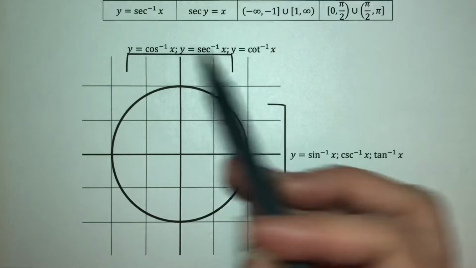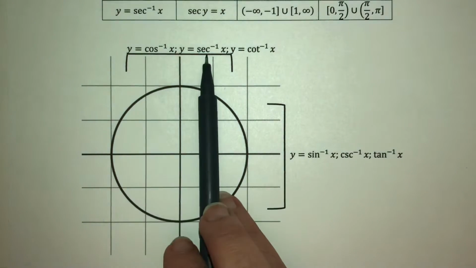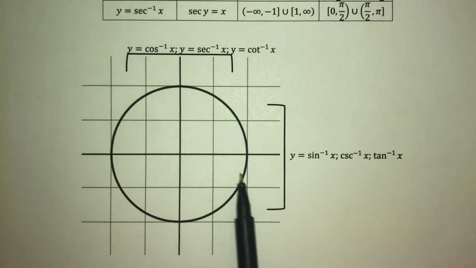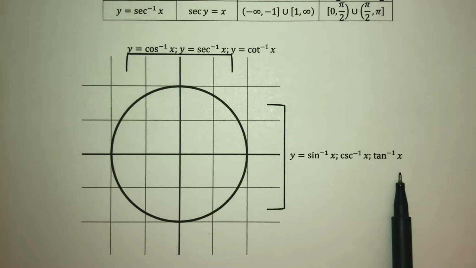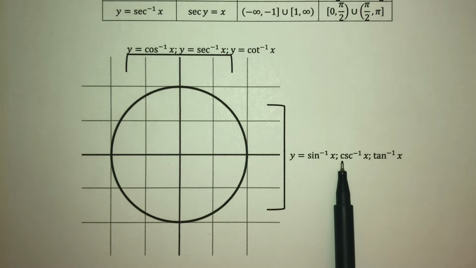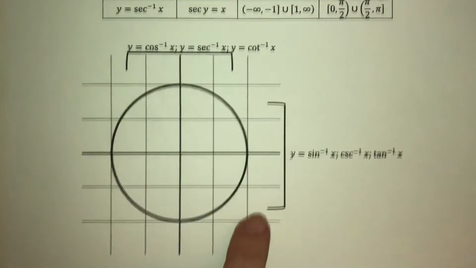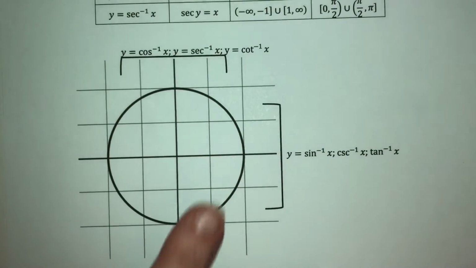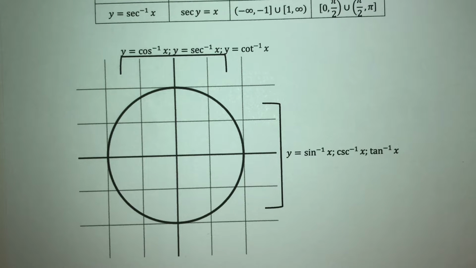You're going to get answers in these two quadrants for cosine, secant, and cotangent. You're going to get an answer in these two quadrants for sine, cosecant, and tangent. And notice that sine and cosecant, our reciprocal functions, give the answers in the same quadrants. Same thing with cosine and secant. It's just cotangent and tangent that are opposite. Okay?